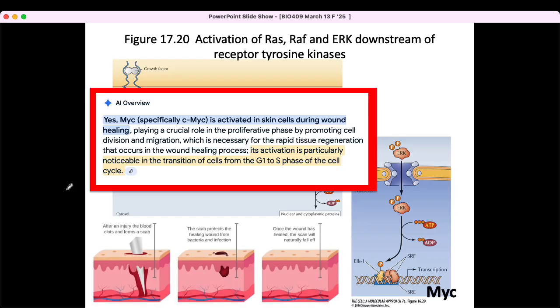So here's that MYC story from exam 1, right? PDGF receptor pathway under a scab. MYC gets activated. Yes, MYC, specifically the cellular MYC, the normal MYC is activated in skin cells during wound healing. Its activation is particularly noticeable in the transition of cells from G1 to S. Great, right? So we know that, okay? And we also know here is the target of ELK. So we're going to dive into that and expand on that a little bit more because it's our good example. And then we'll have a couple other things come up too, okay?